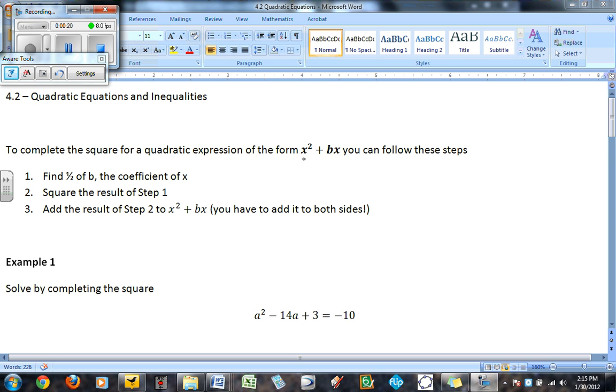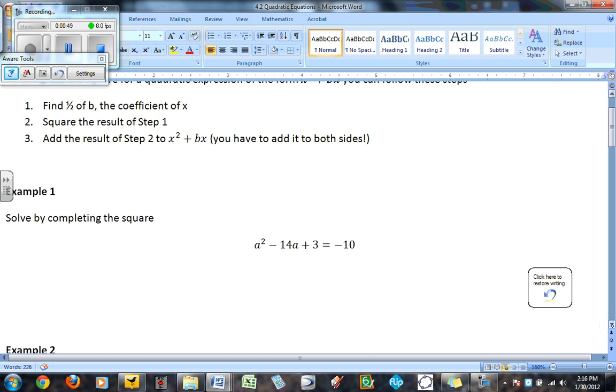If we can get an equation on one side of the equation to look like this, in this form, and have an x squared term and an x term, we can follow these steps in order to complete the square. We can find 1/2 of b, so half of whatever number this is, and then square it. Then all we have to do is add that number to both sides of our equation, and we can solve by completing the square. Let me go ahead and give you an example here, and that'll make much more sense to you.